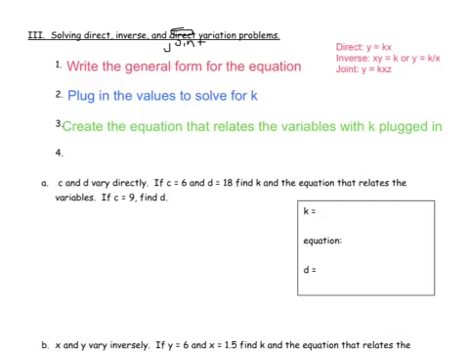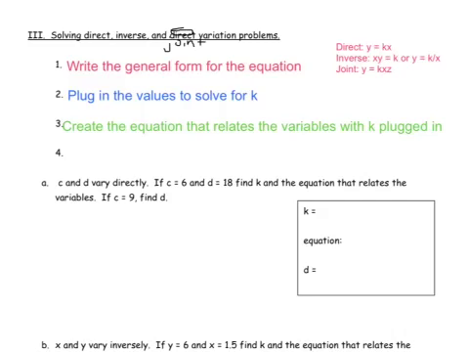Let me really make that step clear. When they ask you to create the equation that relates the variables, they are not asking for the general form of the equation. They're asking you for the one that's specific to this problem with the k that you just found in step 2.